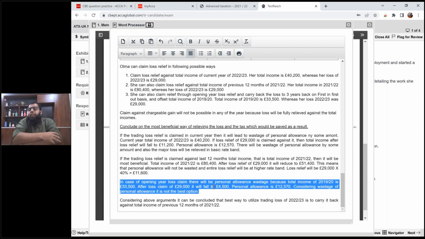One student is asking, sir, please repeat when we follow last in, first out, and when we follow first in, first out. In terminal losses, we follow last in, first out. In opening year losses, we follow first in, first out. I hope that I have made myself very clear in this question.